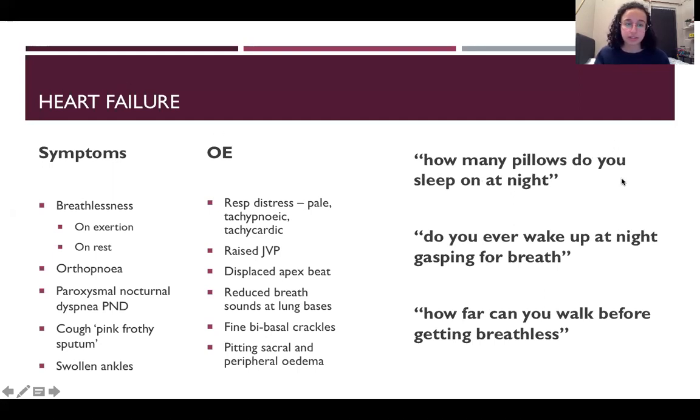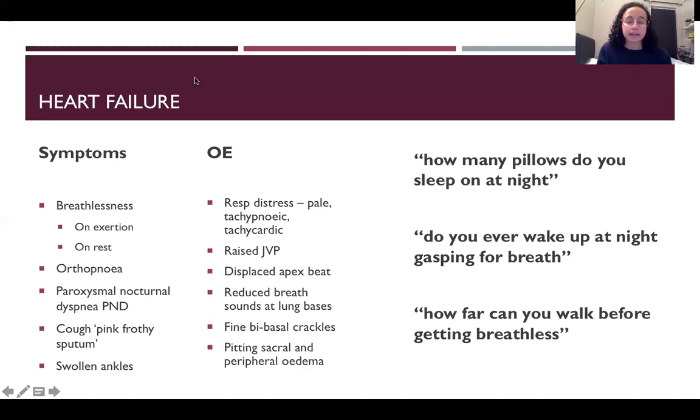So these are good questions to ask in history. How many pillows do you sleep on at night? Do you ever wake up at night gasping for breath? So that's PND. I've been taught before that patients complain that they'll have to run to the window, or sleep with the windows open, and run out and get fresh air. So they really wake up super breathless and just need some more air. And how far can you walk before getting breathless?